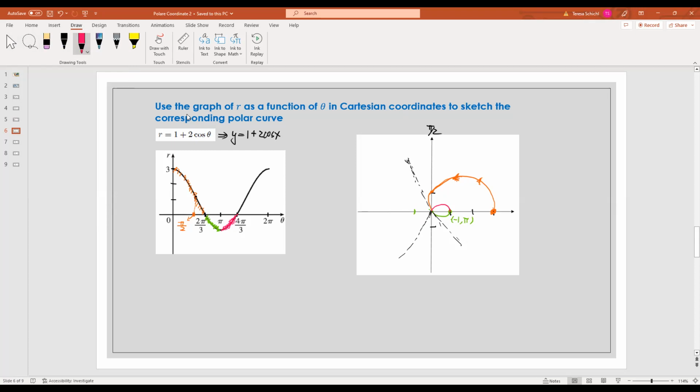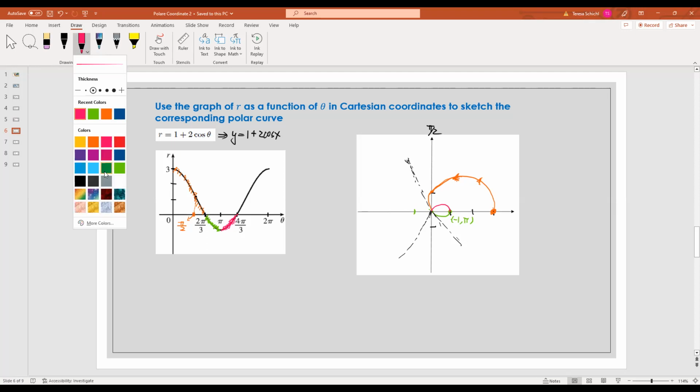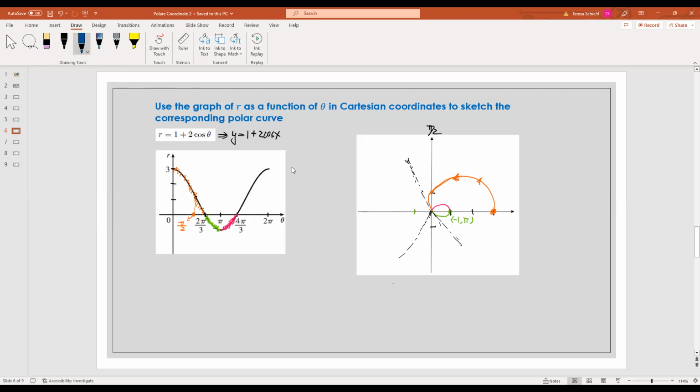Now afterward, after 4 pi over 3, let me find a different color. Gold we already used, okay, blue one. After 4 pi over 3, it all becomes positive again, up to 2 pi. So what happens here after 4 pi over 3, going up, is the r starts at 0 and then gets bigger and bigger. When theta equals 3 pi over 2, r will be 1, right? So here there will be 1 here.